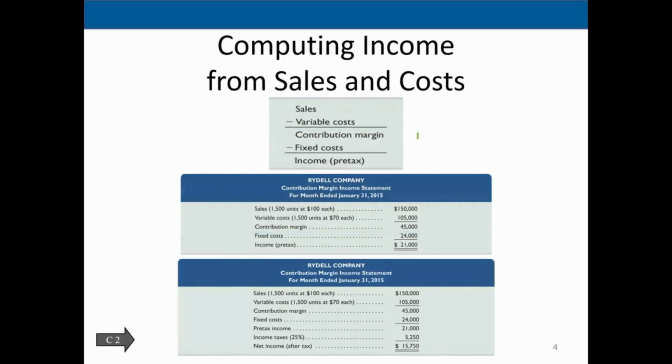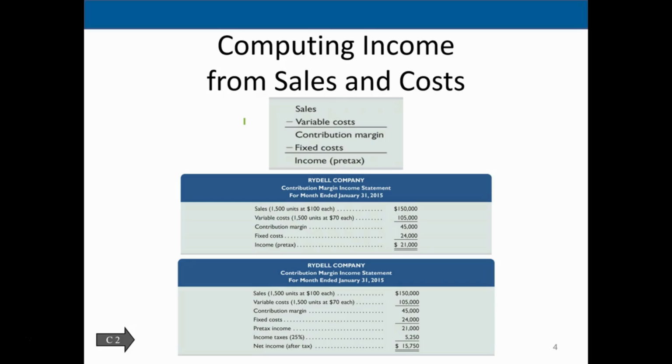So, computing income from sales and costs. Note that the traditional income statement is going to be the income minus the expenses, or income minus cost of goods sold gives us gross profits minus expenses. That is good for a static look at the income statement.